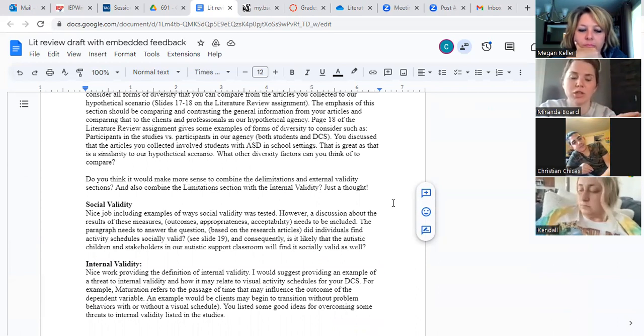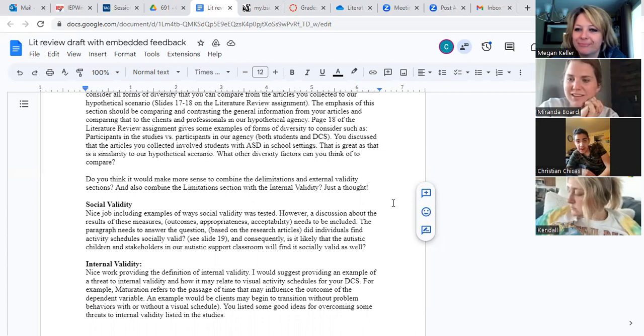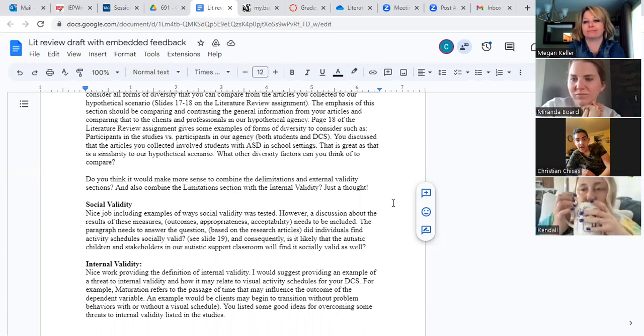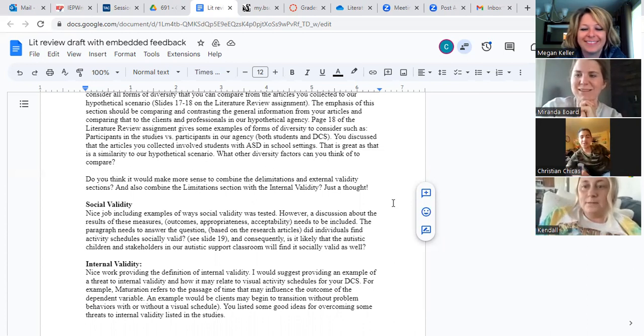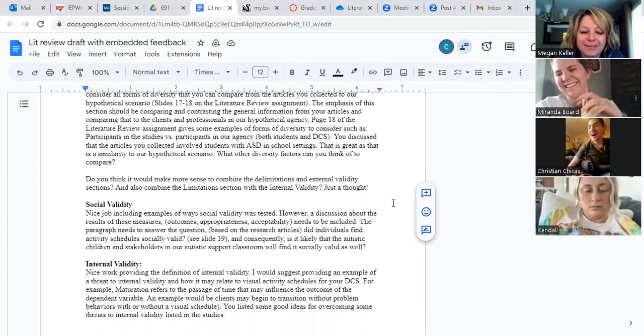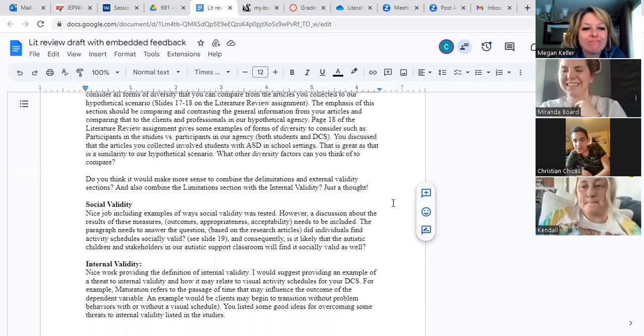I just wanted to make sure that was correct. Christian, do you want to jump in here? You are muted, Christian, I'm so sorry. I think those were just the same thing, just different ways of describing it. Yeah, so we can totally combine, put those together, make it cohesive, and eliminate the overlap.